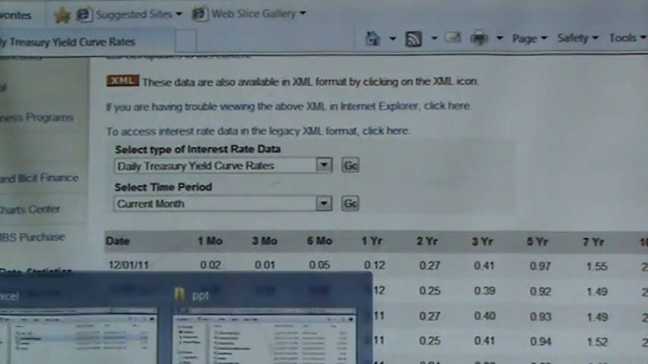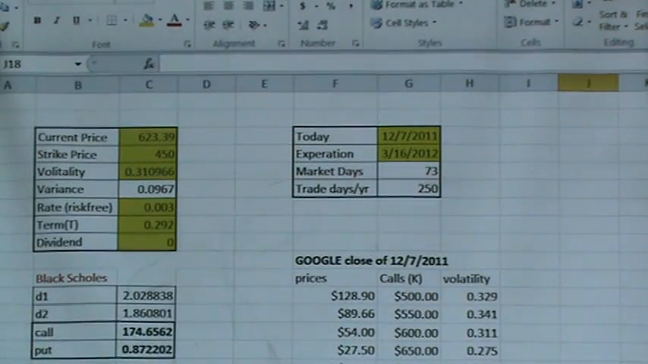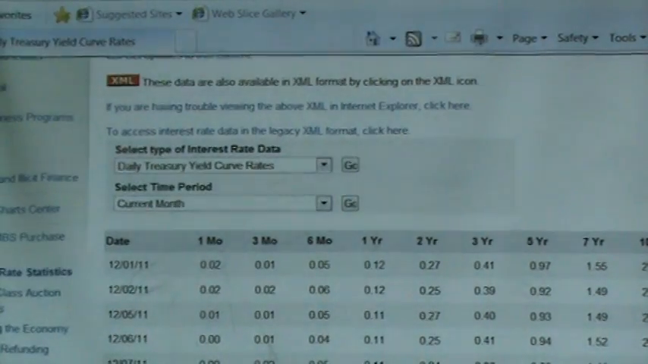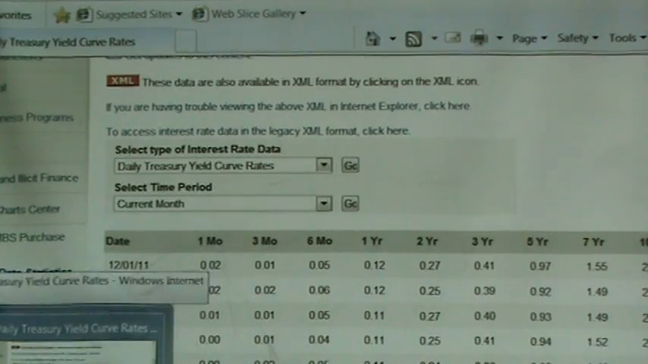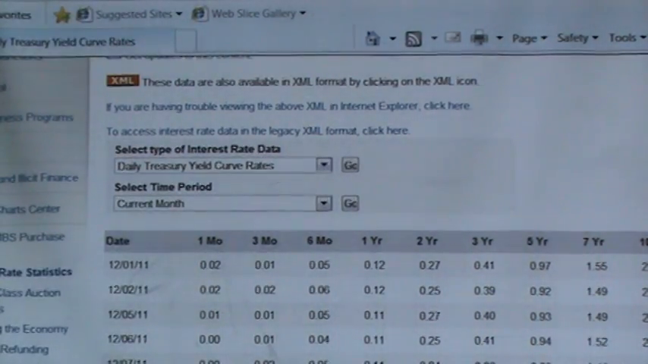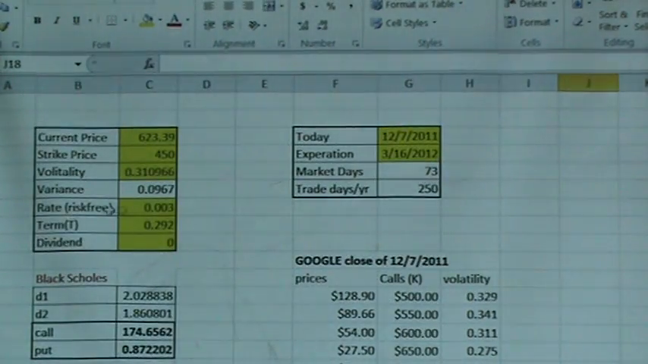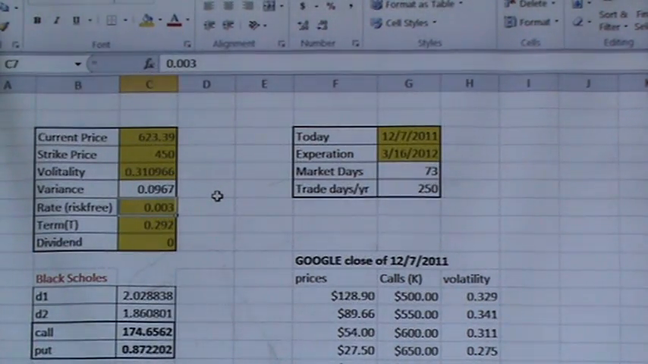And then, okay, so for our risk-free interest rate, I'm going to use this 0.003. All right, so that's 1/3 of 1%.